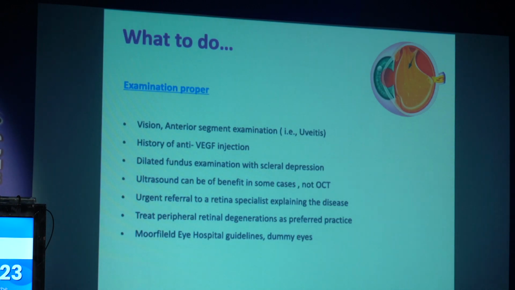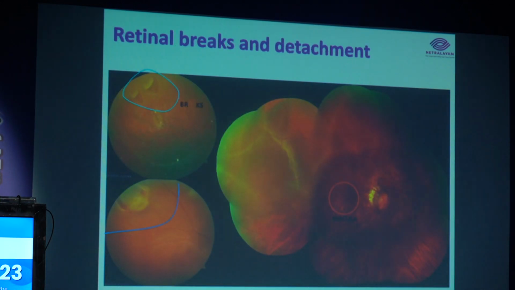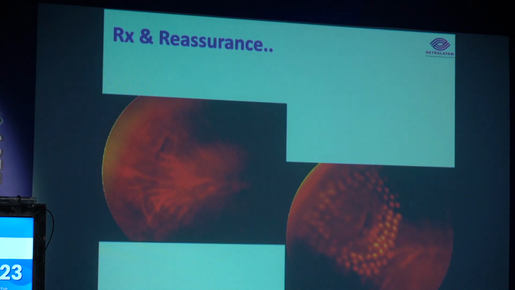And I usually follow some guidelines where it actually helps to explain to patients, so you definitely should have some dummy eyes or illustrations, which I usually give in the OPD: a normal retina, an abnormal retina, or a detached retina. This helps a lot in explaining to patients. Here you have a retinal break, here a local detachment, here a total, quite significant retinal detachment, and this is the normal macula. So this helps in explaining and probably planning your treatment.